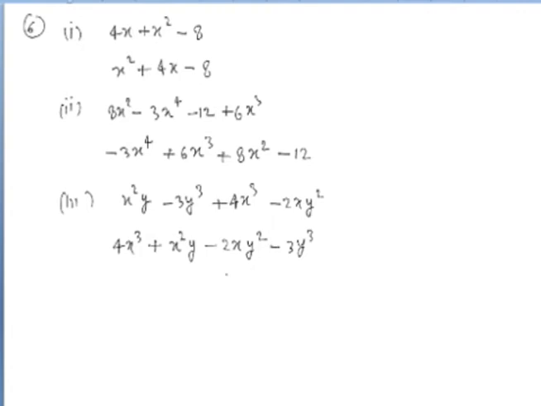In the same way we will do question number 4. So try question number 4, do this question by yourself. The question is saying write each polynomial in standard form.